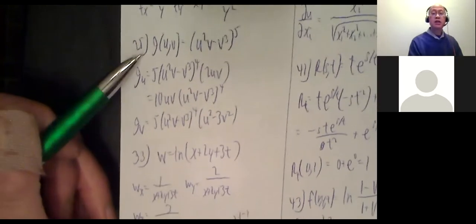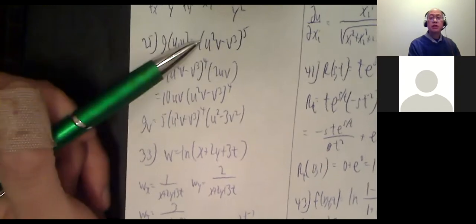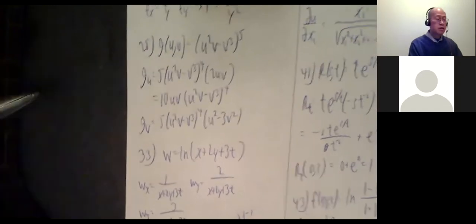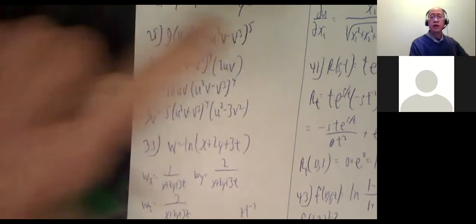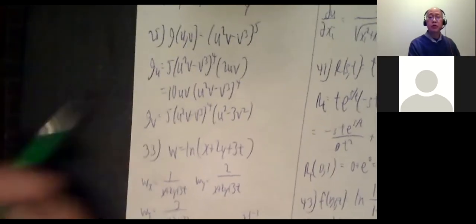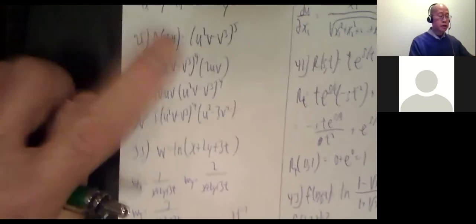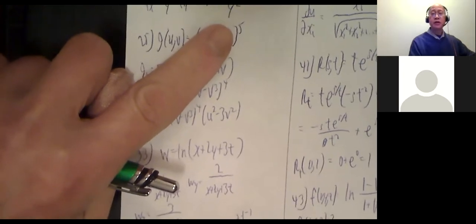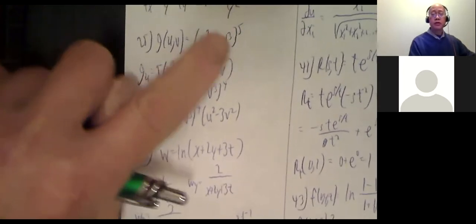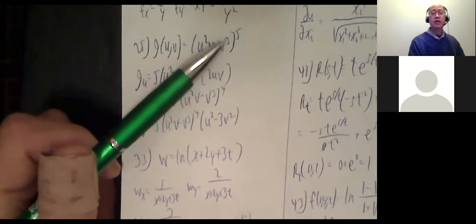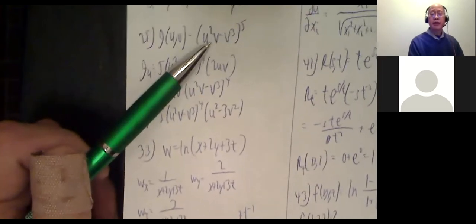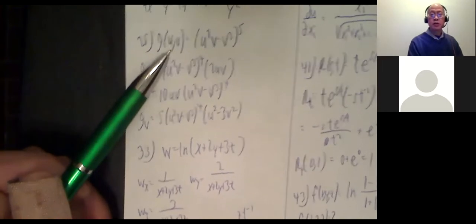Okay, 25. G of uv is u squared v minus v cubed to the 5th power. So you know there's going to be some chain rule involved. It starts off the same for both of them. By the chain rule, you go 5 times all this stuff raised to the 4th power, and then by the chain rule times the derivative of the inside. For the derivative inside, that's where you have to determine whether you're differentiating with respect to u or v.